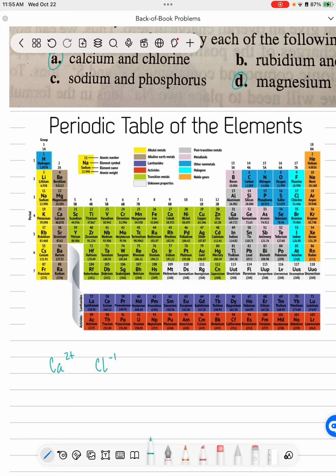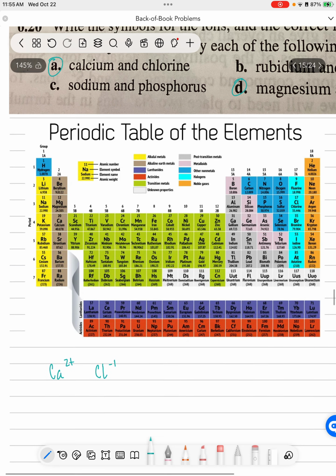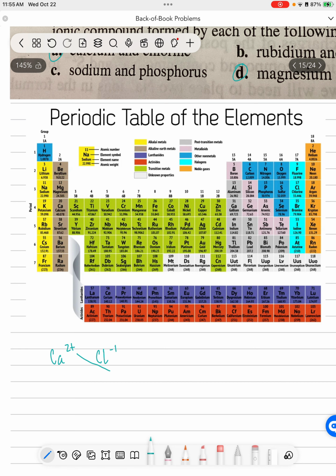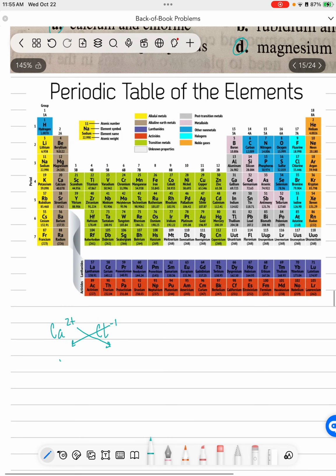And just like the problem we did previously, we're just going to bring down these charges and write them as our subscripts. We're not going to overthink it. We are balancing the charges, and we're just bringing them down and writing them as our subscript.